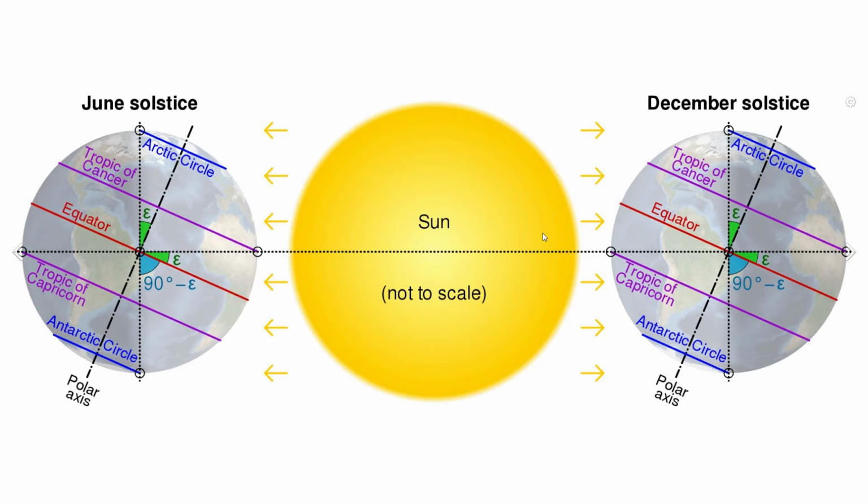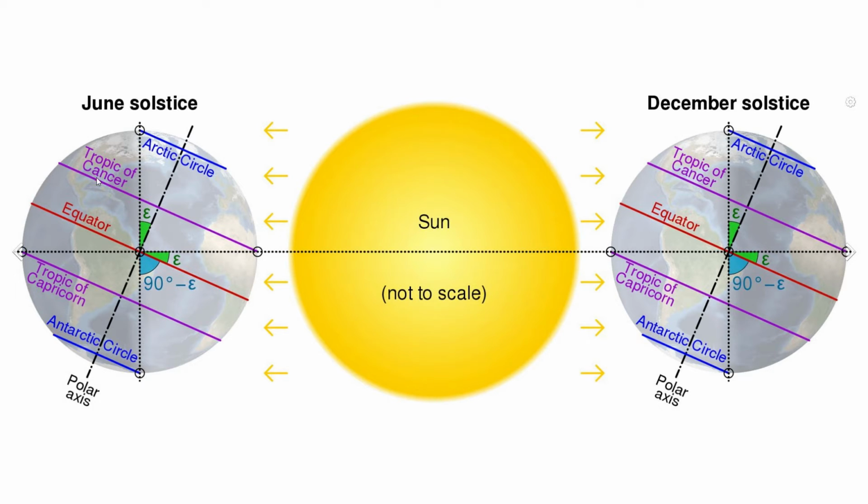Here's a more detailed way to look at it. See the Earth over here? This represents how the sun hits it in June. Look at the red line on the Earth. This is the equator that divides the northern and southern hemispheres. You can see clearly that in June, the northern hemisphere above the equator gets most of the sun.